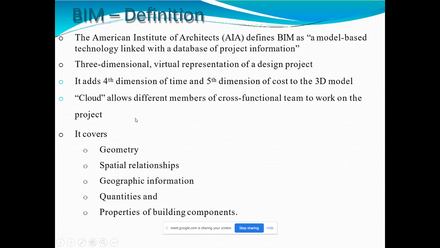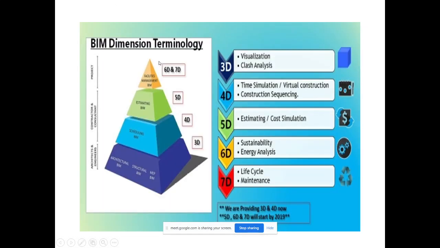These are the different class formation, teamwork or project, spatial relationship, geographical information, property, and building components. Some definitions for this BIM. This is the main BIM design terminology. 2D is two dimensional, then 3D, 4D, 5D, 6D, 7D, seven dimensions.